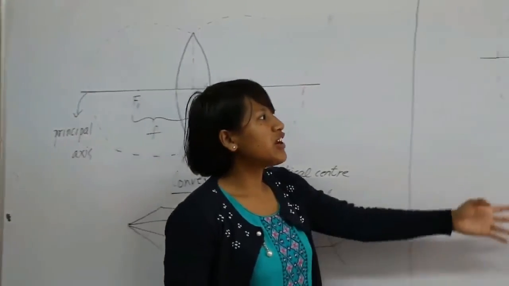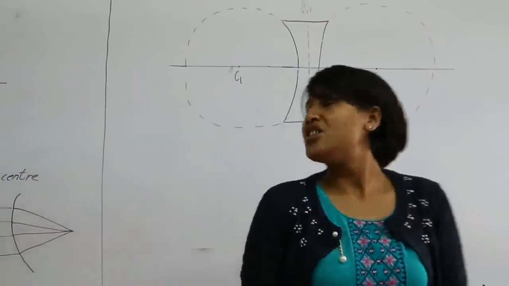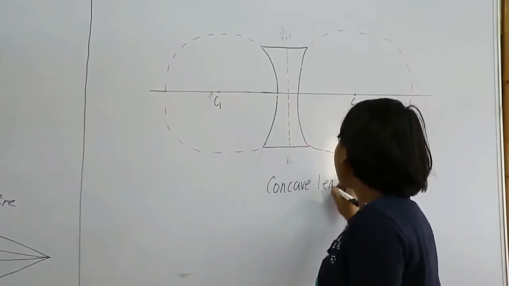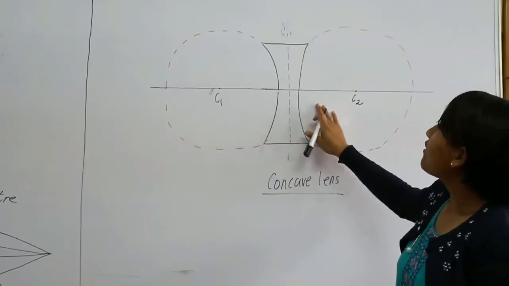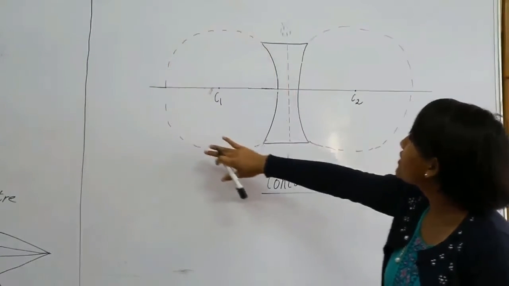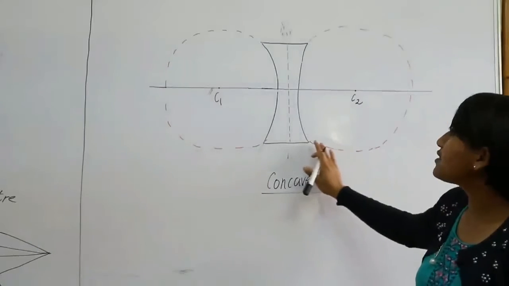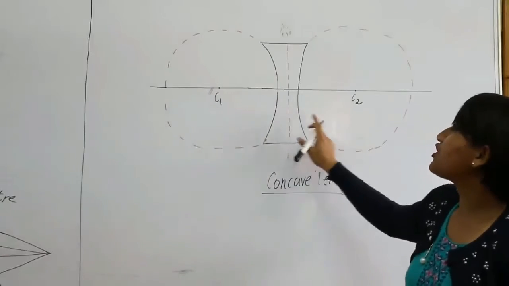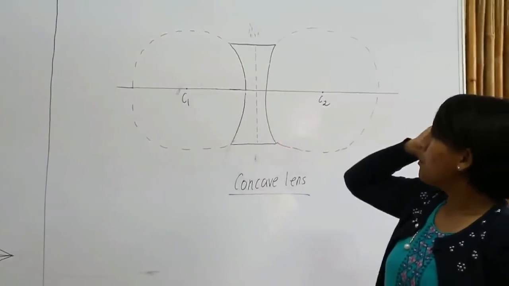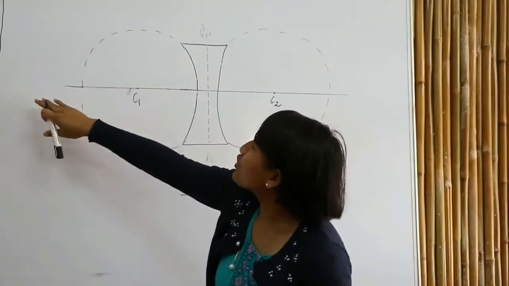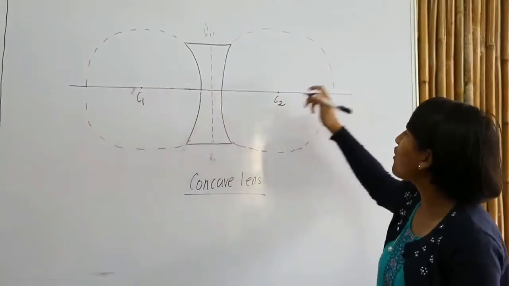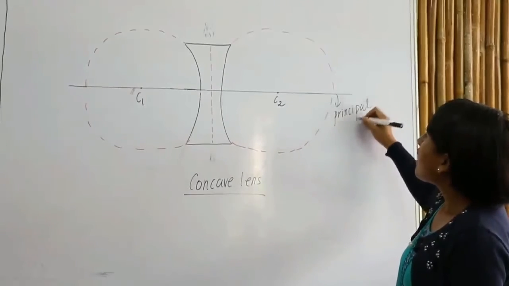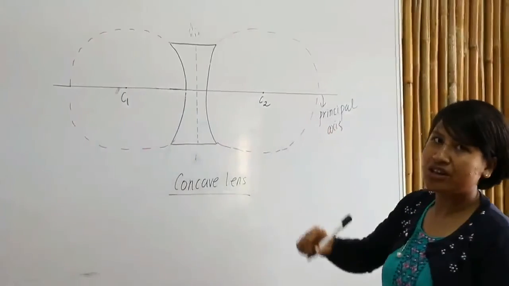Now we'll go to the double concave lens. It is formed by two spherical surfaces, each a part of a sphere, with their own centers of curvature, C1 and C2. The line passing through these centers of curvature C1 and C2 is called the principal axis, just like for the convex lens.